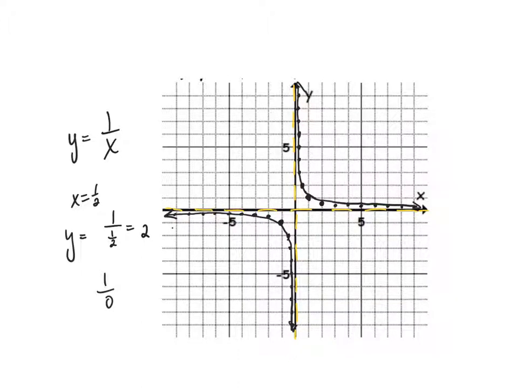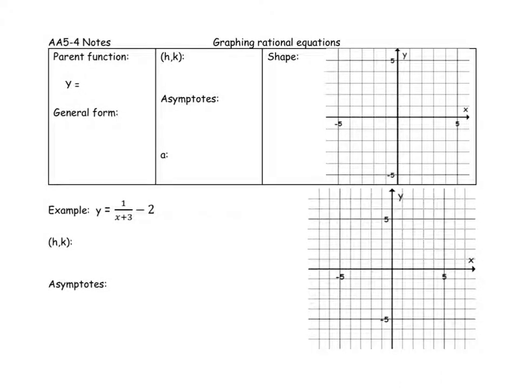So we'll fill out the notes that we did in class the other day. So we've got the parent function, 1 over x, the general form, y equals a over x minus h. Some people prefer to put that in parentheses, and that's fine, plus k. In this particular one, hk happens to be where the asymptotes cross.